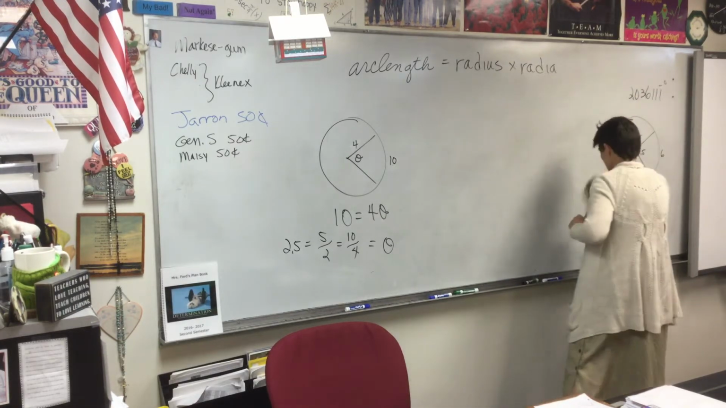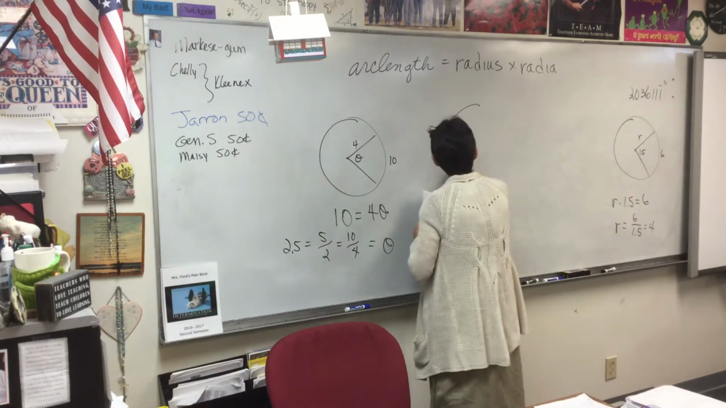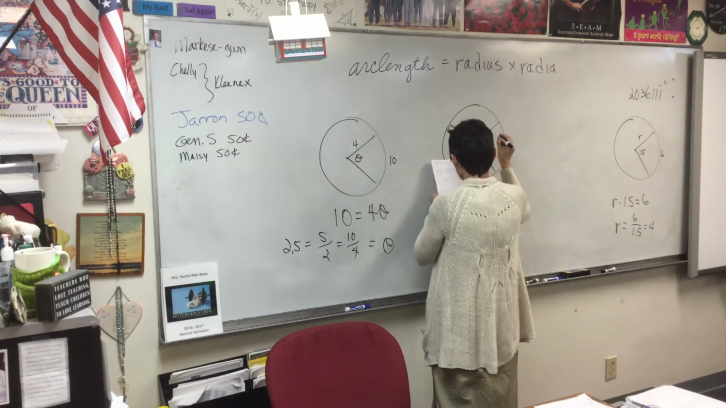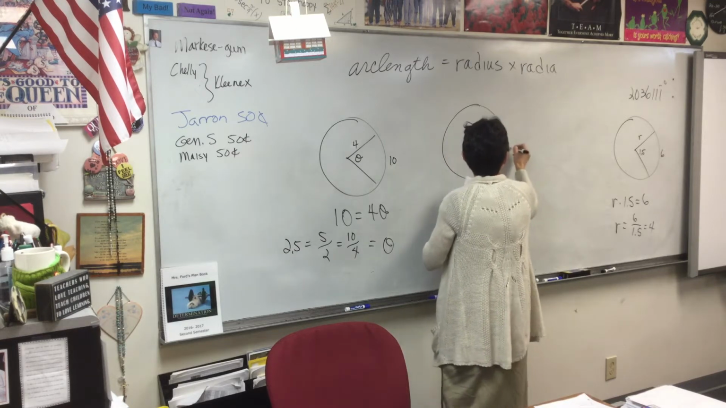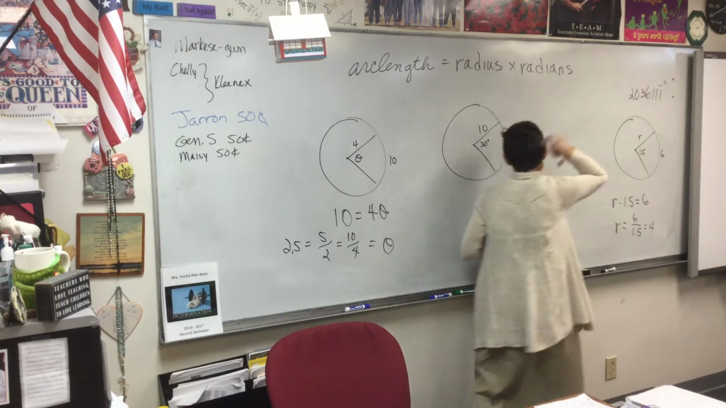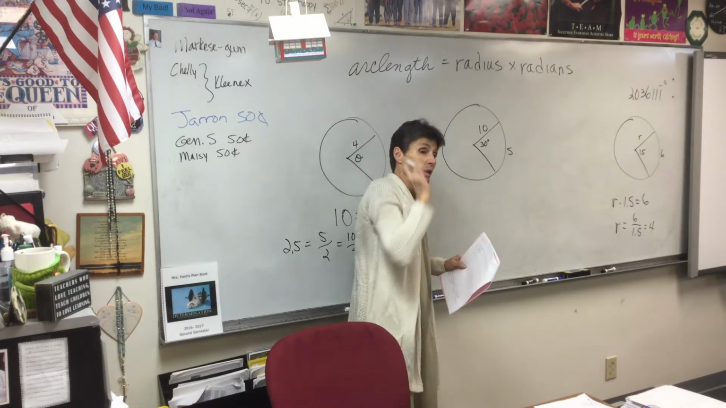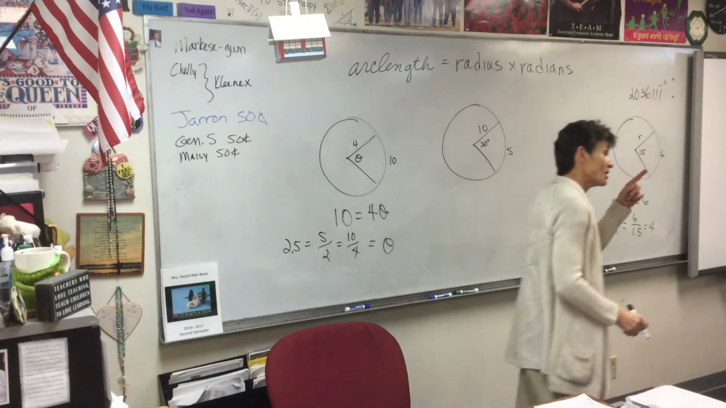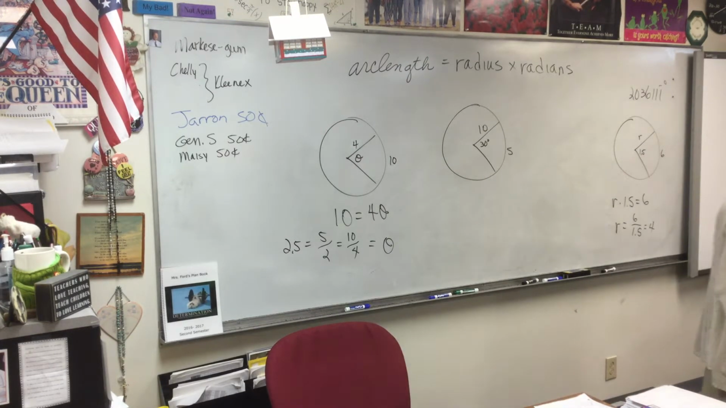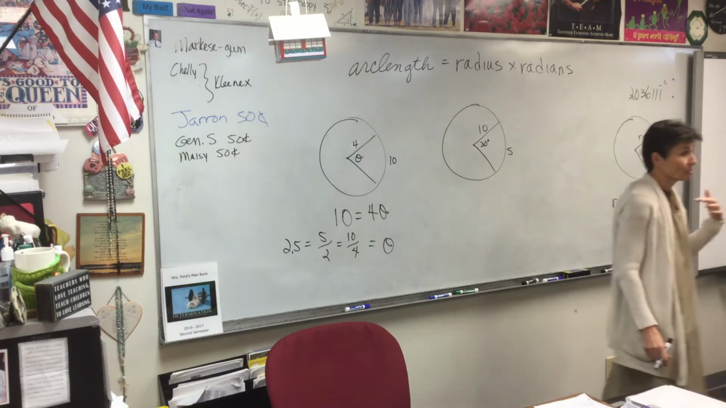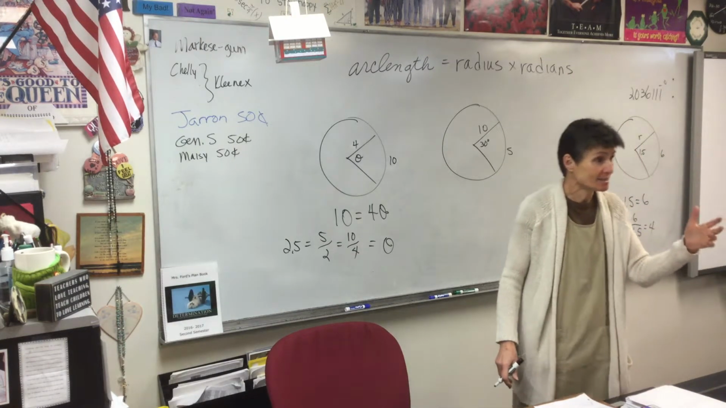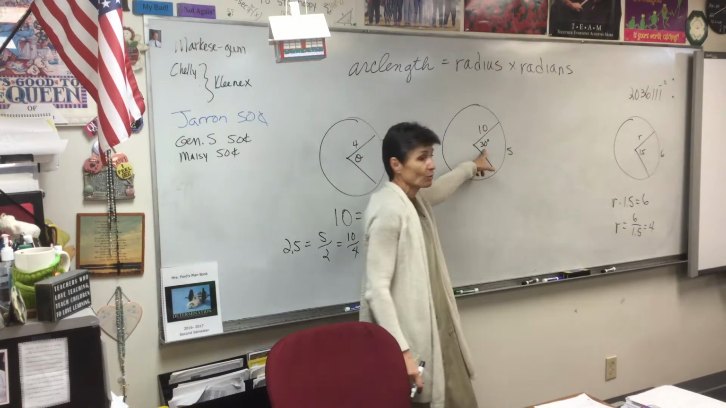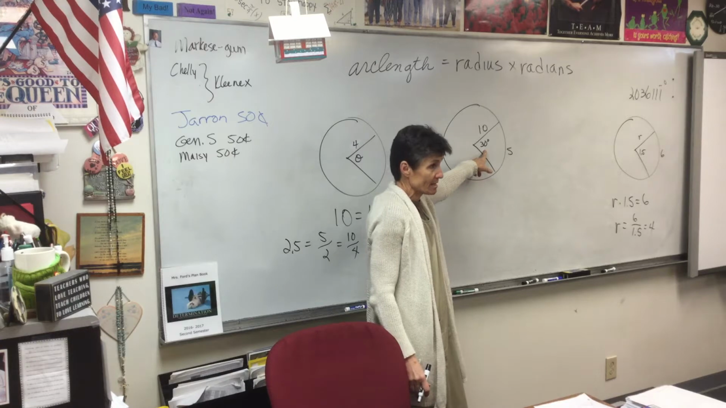Now, you guys, I must have been in a bad mood when I did D. There is something very wrong about D. Agreed. It's a degree. That's not going to stop us though, because we know what we're going to have to do. We're going to have to change that degree measure into a radian measure, because in order to find arc length, we need radius times radians. If we don't have the radians, we're going to get the radians.